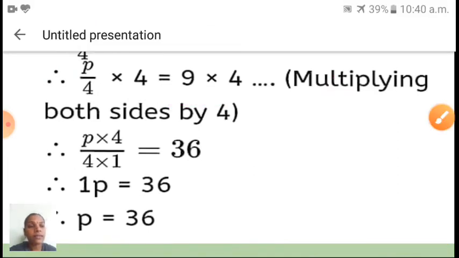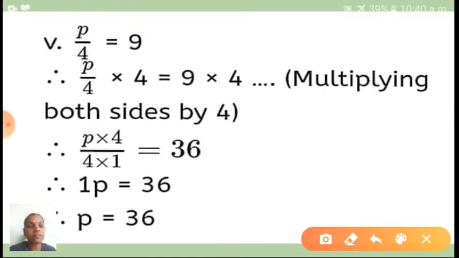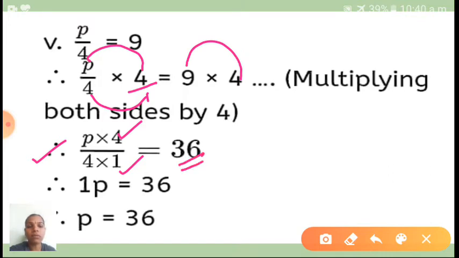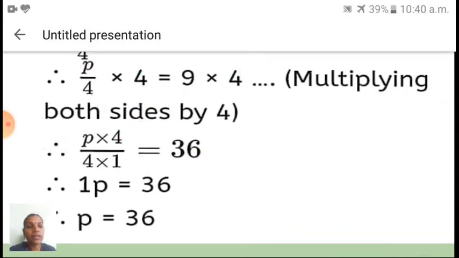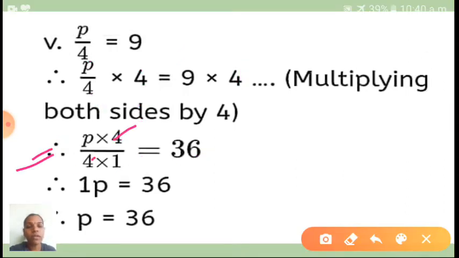Children, see here, next is this step. P here is the numerator, and here this 4 is the denominator. So I have written P into 4 upon 4 into 1, numerator into numerator upon denominator into denominator, is equal to 9 4s are 36. Now in this step, this 4 we can cancel. So 1P, that means P is equal to 36.